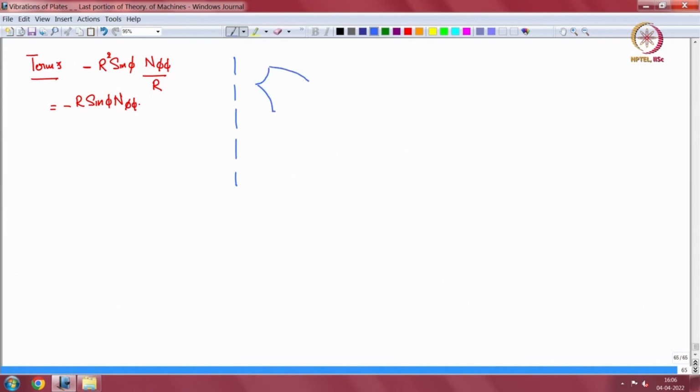This is my element. Phi d phi, okay, and N phi phi. N phi phi is in the negative direction here, and here it's in the positive direction. So N phi phi plus del N phi phi by del phi d phi.